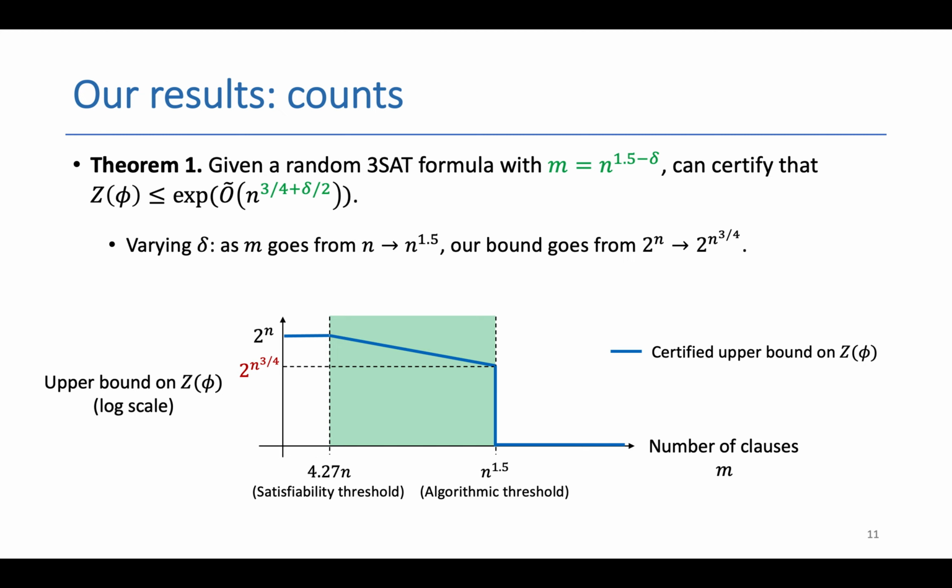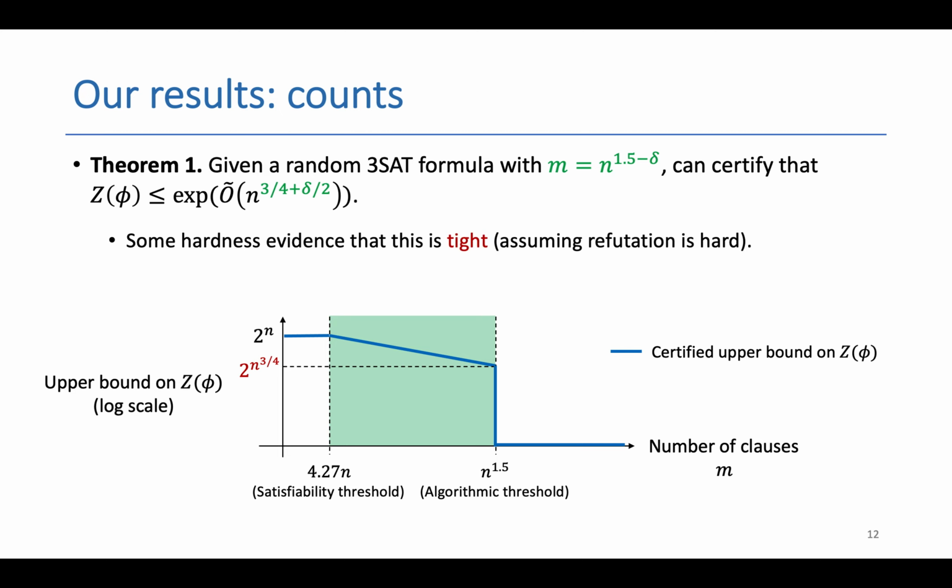Now, this may seem like a suboptimality of the algorithm, but actually, we believe that this is tight, and we have some hardness evidence for this. In particular, if you could beat this curve, then you would also be able to actually refute 3-SAT under the n to the 1.5 threshold.